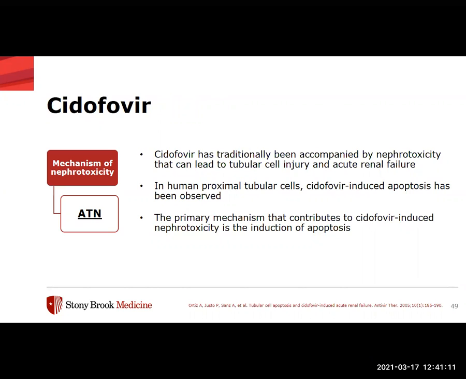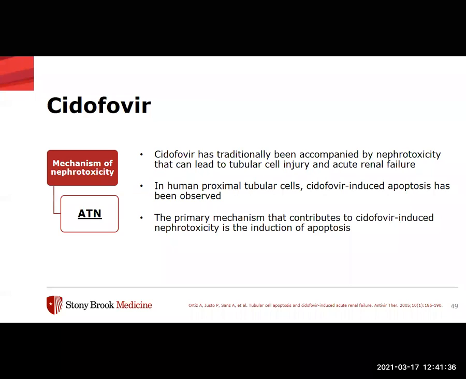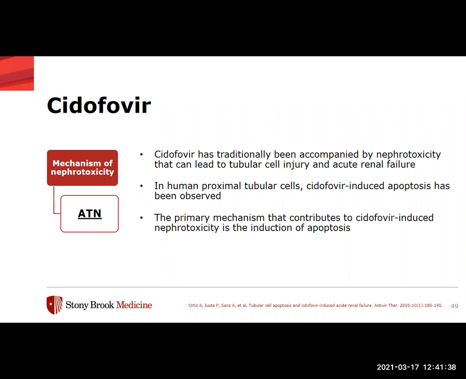So we'll also now transition to another antiviral, cidofovir. The use of this antiviral is accompanied by a dose-limiting nephrotoxicity that can lead to proximal tubular cell injury and acute renal failure. Cidofovir-induced apoptosis has also been observed in human proximal tubular cells. Available data suggests that the induction of apoptosis is the primary mechanism that contributes to cidofovir-induced nephrotoxicity.